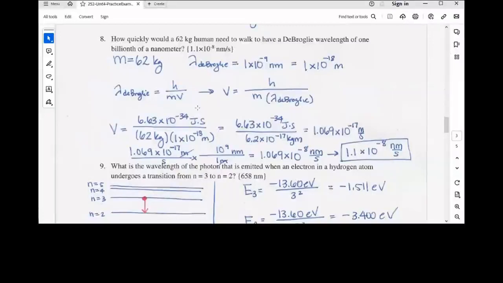When we carry that out, you get 1.069 times 10 to the negative 17 meters per second. So we're shooting for our velocity in nanometers per second because this is going to be exceptionally small, but not zero. That's the key takeaway here. Since this human has a minuscule amount of kinetic energy, that person has a de Broglie wavelength that is calculatable using this method. So doing a unit conversion, that's where we get 1.1 times 10 to the negative 8 nanometers per second.